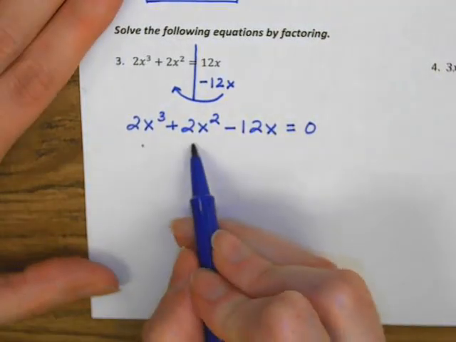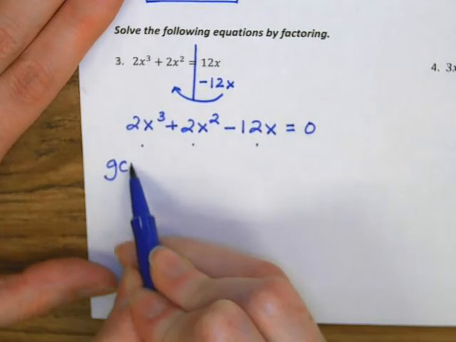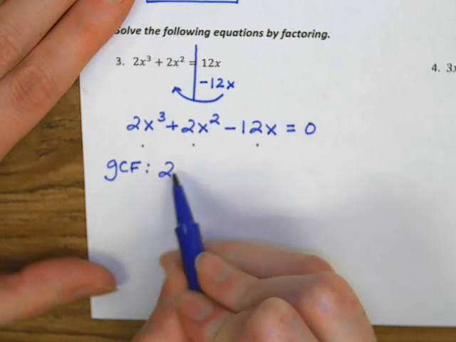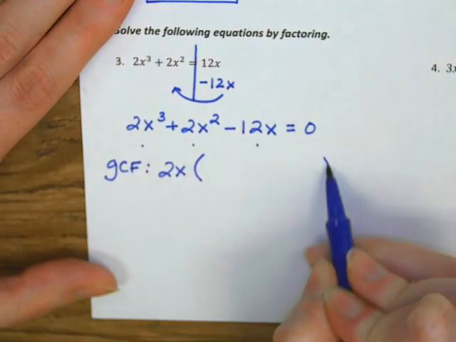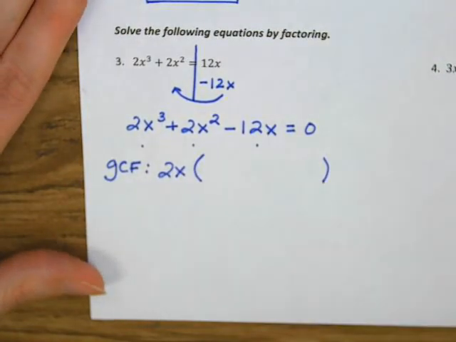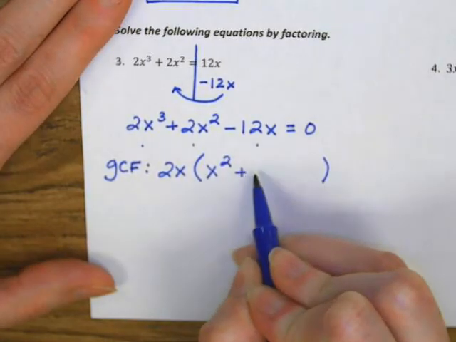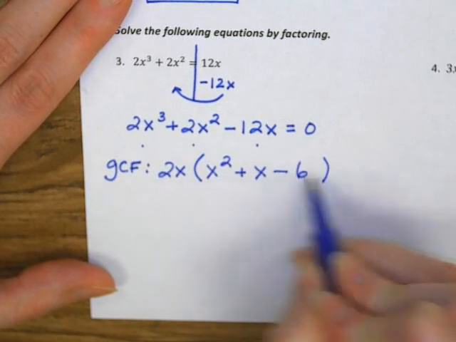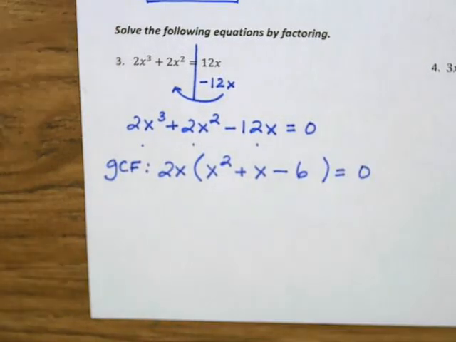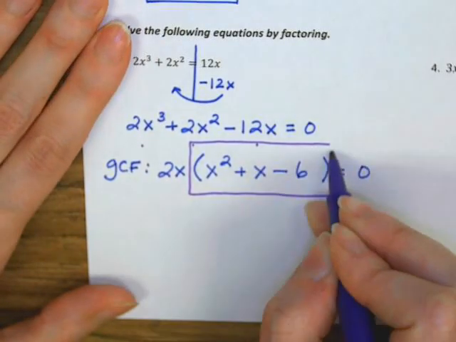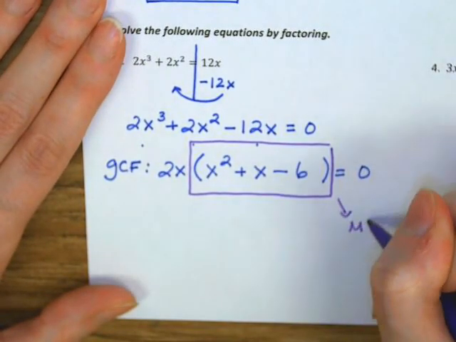First thing you want to try to look for is a GCF. And I see a nice GCF being 2x. So let's go ahead and divide everything by 2x. You get 1x squared plus 1x minus 6 equals 0. And let me get a new color. Now, the thing in the parentheses is a trinomial. We're going to try to factor this more by using a multiply-add table.